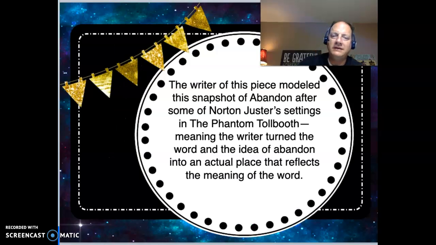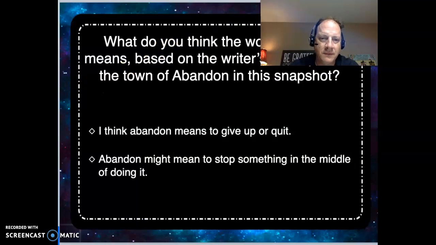The writer of the piece modeled this snapshot of Abandon after some of Norton Juster's settings in The Phantom Tollbooth, meaning the writer turned the word and the idea of abandon into an actual place that reflects the meaning of the word. So what do you think the word abandon means based on the writer's description of the town of Abandon in this snapshot? I think abandon means to give up or quit. Abandon might mean to stop something in the middle of doing it.